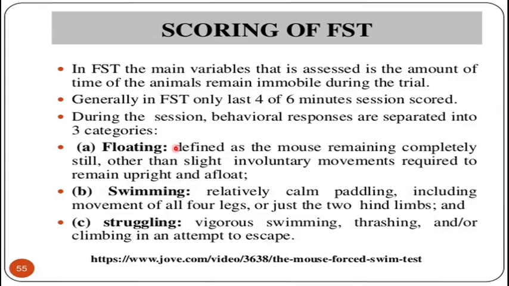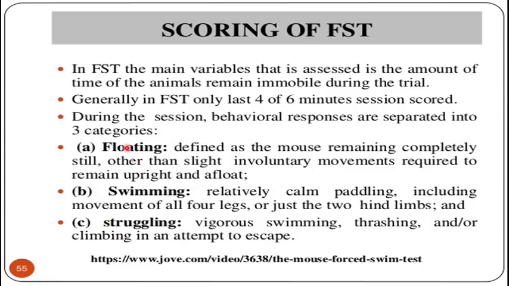Now when we talk about the scoring of the forced swim test, how do we measure the immobility time of an animal? Generally, when you place an animal in the cylinder filled with water, the animal will float, the animal will also swim, and the animal will also show some struggling. The floating is also known as immobility, and the struggling is also known as climbing.